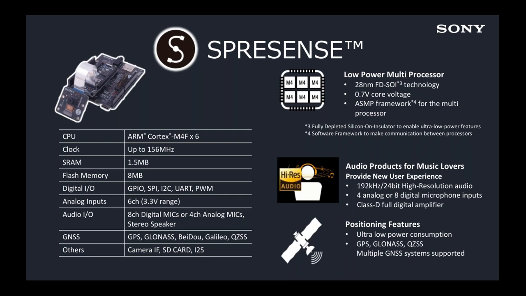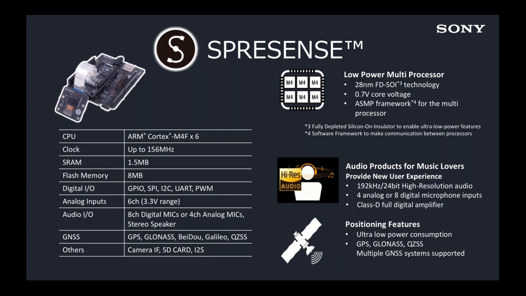And of course, we have high resolution audio. For audio, we have eight channels for digital mic, four channels for analog mics, and stereo speakers. As far as GNSS, as I mentioned, we have GPS in the US, GLONASS in Russia, Beidou in China, Galileo in Europe, and QZSS in Japan.